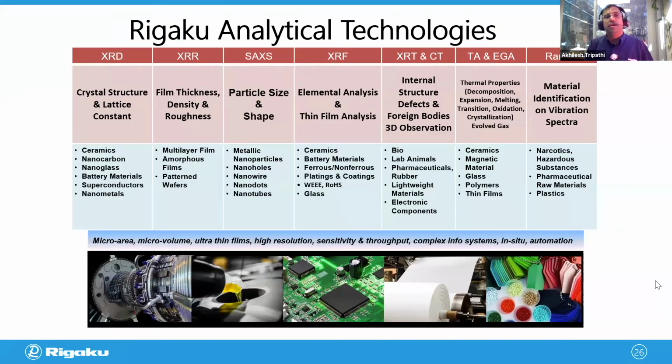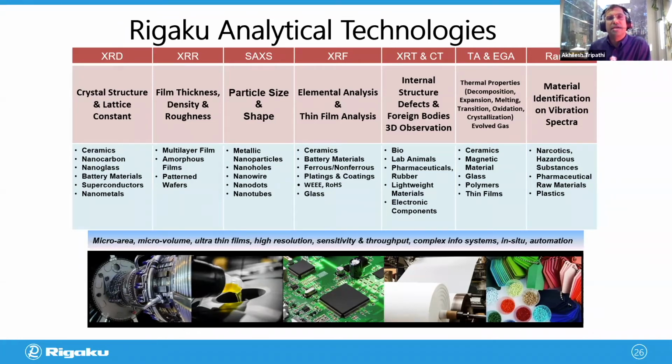So quickly, Rigaku Analytical Technologies, where do we land in this? As I mentioned briefly in the first two slides in the beginning of this talk. So XRD, the X-ray diffraction, provides crystal structure, lattice constant, and a number of other information that we will talk about for these ceramic and related materials, and nanocarbon, nanoglass, battery materials, superconductors, nanometals, just to name a few. Actually, there's a lot of them.